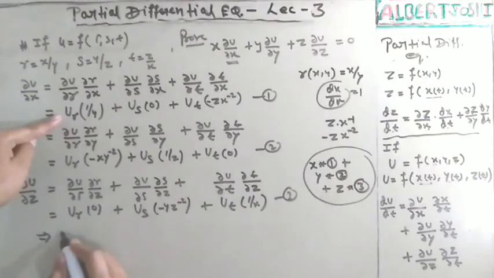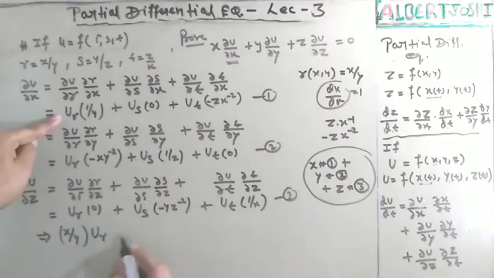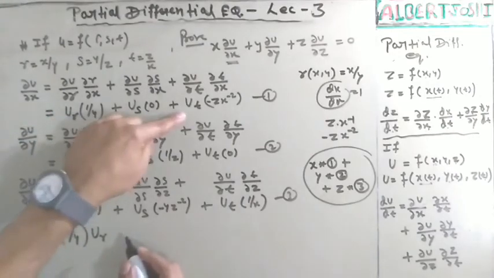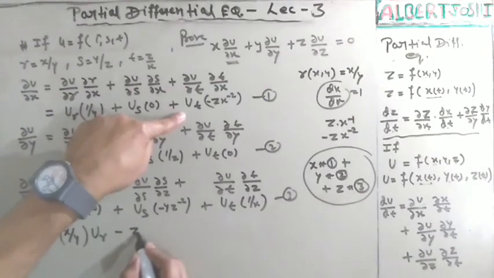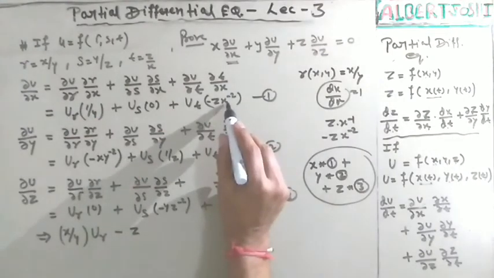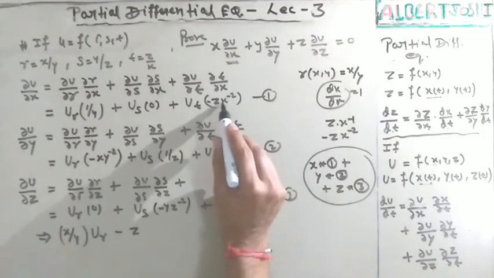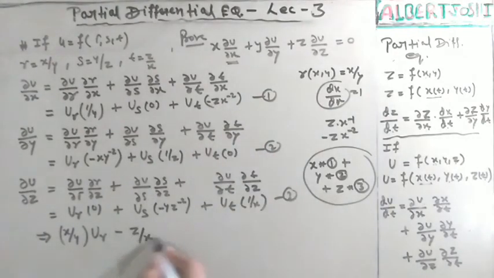Now multiply by X upon Y, U_R. This is 0, ignore it. Then minus Z. This is actually Z upon X square. It means that if you multiply by X, then you will get Z upon X, Z upon X U_T. Then after that you have to add.